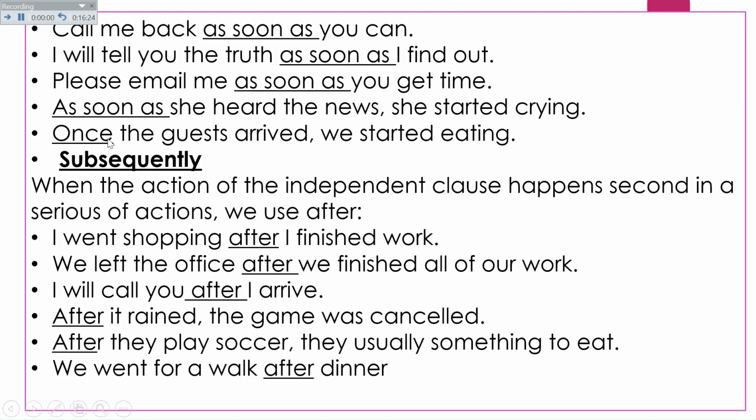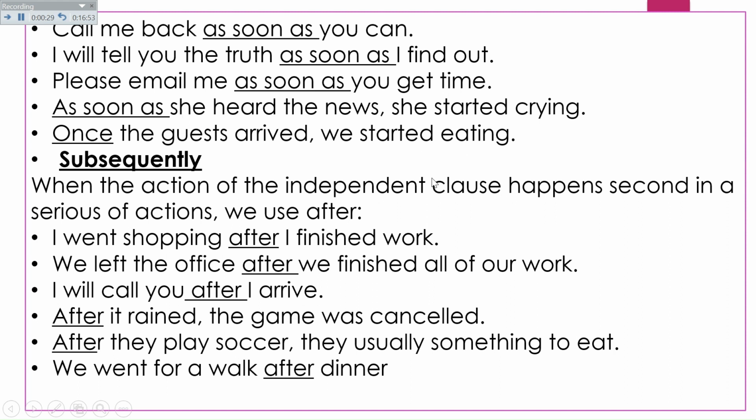Like, call me back as soon as you can. I will tell you the truth as soon as I find out. Please email me as soon as you get the time. As soon as she heard the news, she started crying. So this means she started crying just after she heard the news. When the guests arrived, we started eating. So we started eating soon after the guests arrived.